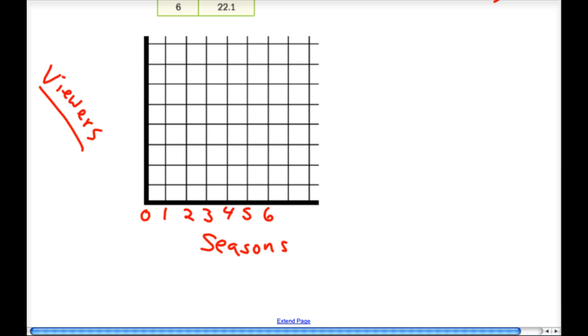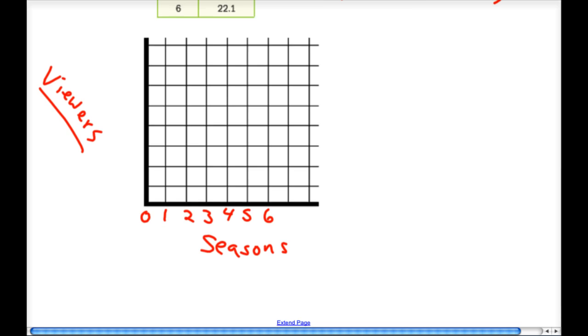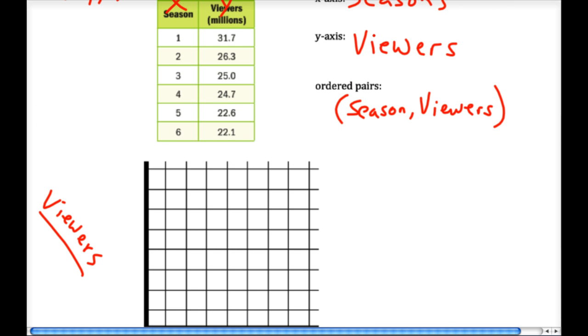The viewers are more difficult: getting the numbers on the y-axis for our viewers. What you want to do is look at your biggest number and your smallest number. Where do we start and how high do we have to go? Because here's what kids want to do. They put like 31.7, 26.3, 25.0. You cannot do that, ever. You have to have nice equal increments.